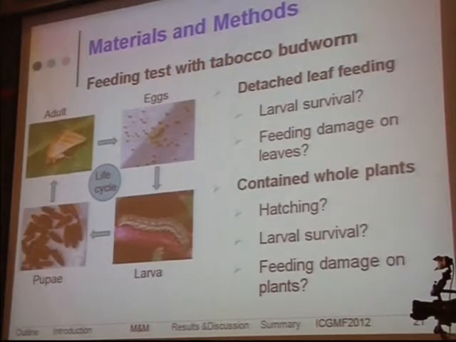For the feeding test, we use tobacco bollworm, and here is the life cycle of this insect: the adult lays eggs, which develop to larva, and then bollworm. Then this is the life cycle.